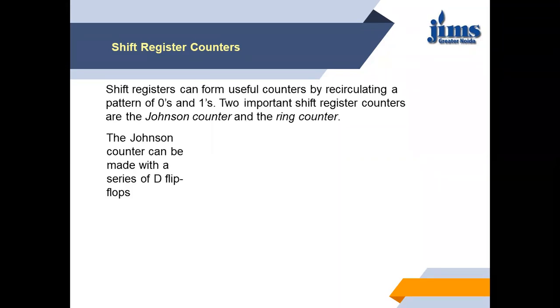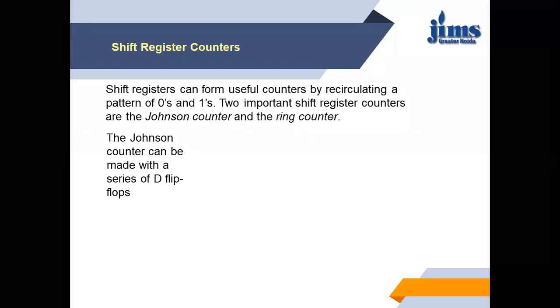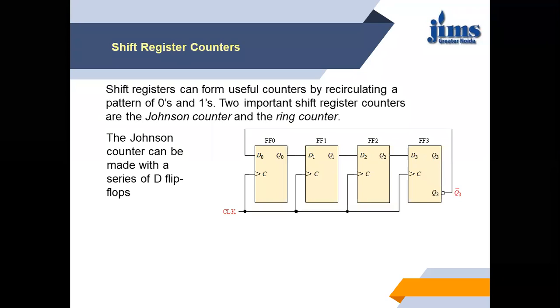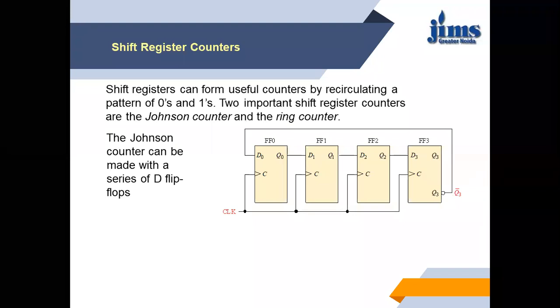First, let us discuss the Johnson counter, which can be made with a series of D flip flops, and the arrangement of the flip flops is like this. It is nothing but a serial in, serial out type of shift register, but the output Q3 bar, the complementary output of the last flip flop, is fed as input to the first flip flop. We have cleared the flip flops, so initially the outputs Q0, Q1, Q2, and Q3 are 0 0 0 0. That means Q3 bar will be 1. So this is how a Johnson counter is constructed.